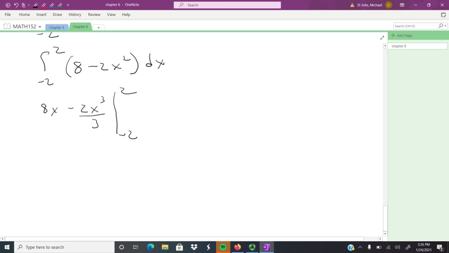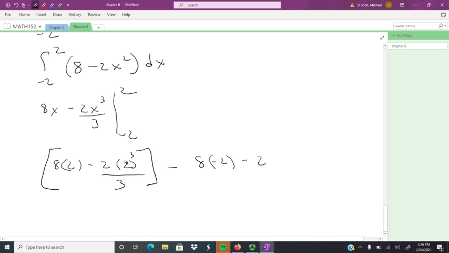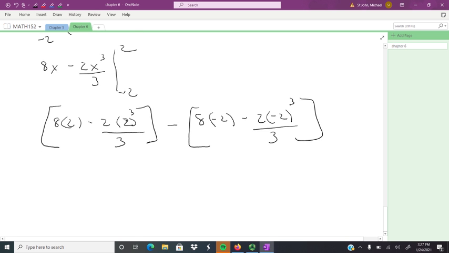Well, then it's a matter of plugging in the numbers, and we see what we would get. So this would be 8 times 2 minus 2 times 2 cubed over 3 minus 8 times a negative 2 minus 2 times negative 2 cubed over 3. Okay. And so when you number crunch this all out, you would end up at 64 over 3 is the area in between. Right?